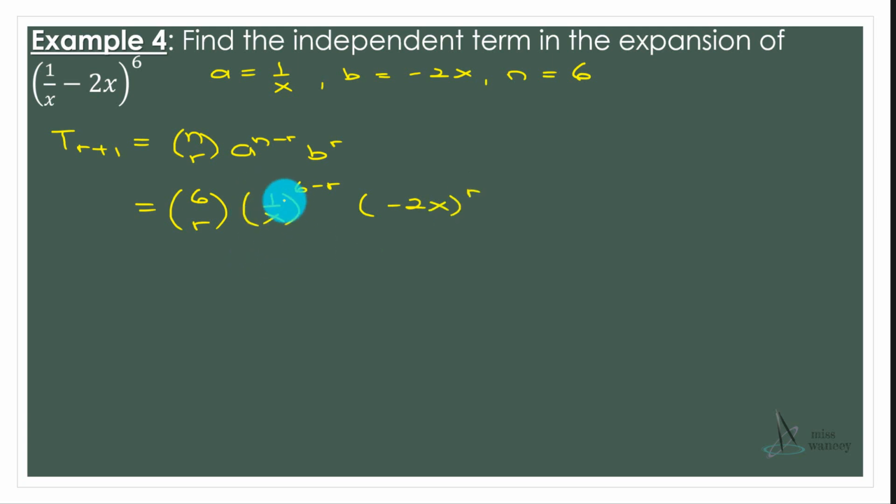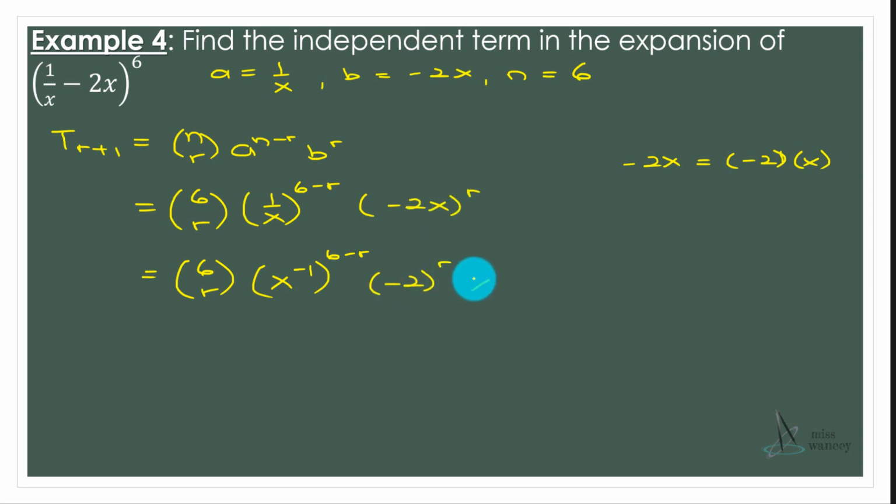Okay, so now 1 over x, I should bring them up first. So this is 6Cr, x to the power of negative 1, to the power of 6 minus r. Negative 2x is simply negative 2 times x, so I will separate them into negative 2 to the power of r, x to the power of r. Now 6Cr as well as negative 2 to the power of r are numbers, so we're going to bring them in front: 6Cr, negative 2 to the power of r. Meanwhile, for the x, I will simplify this first. This will become x to the power of negative 6 plus r, so r minus 6, times x to the power of r.